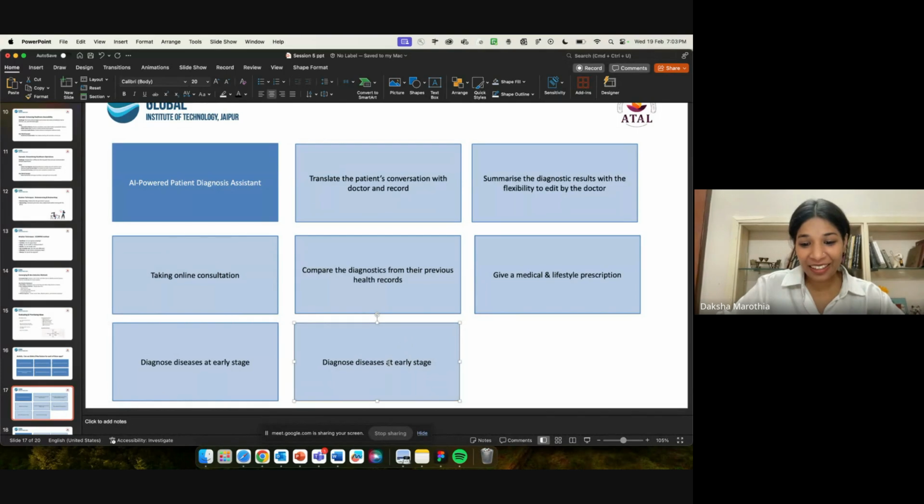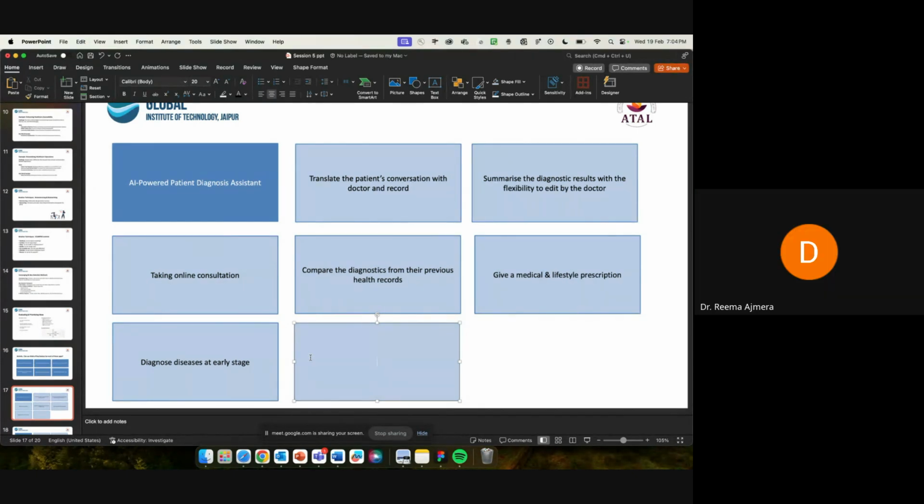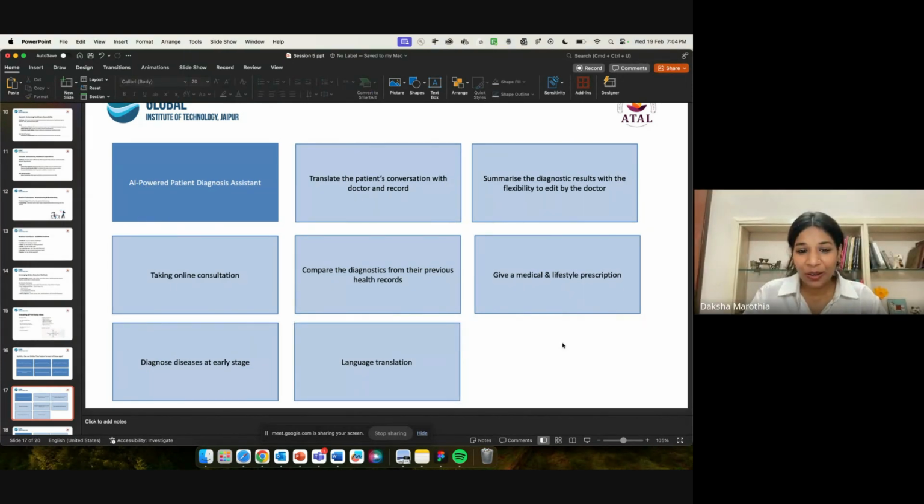She said, how do we make it more user friendly if the users are rural patients? Then it is translation of voice. Exactly. Language translation is one of the key features. Okay. Do we have any more ideas?